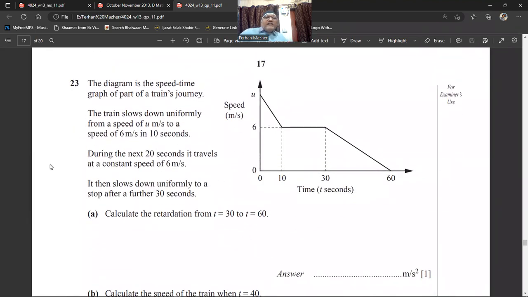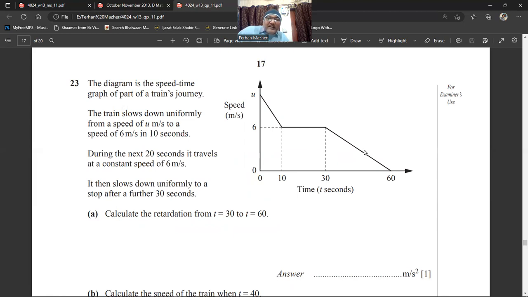Okay, so question number 23 on your screen. He says the diagram is the speed time graph of a part of a train's journey. The train slows down uniformly from a speed of u meters per second to a speed of 6 meters per second in 10 seconds. During the next 20 seconds, it travels at a constant speed of 6 meters per second. It then slows down uniformly to a stop after a further 30 seconds. Calculate the retardation from T equals 30 to T equals 60.